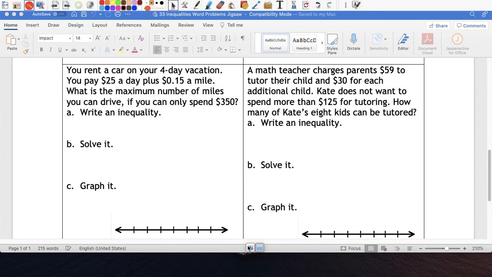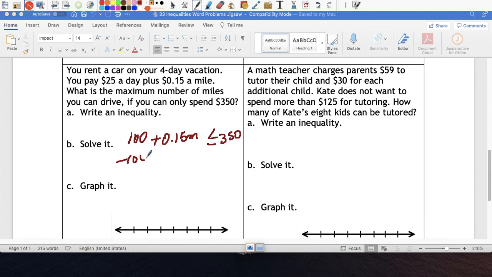Okay, let's see. You rent a car for a 4-day vacation. You pay $25 a day, so $25 times the 4 days. So you know you're going to pay a minimum of $100, right? Then plus 0.15 for every mile that you drive. If you can only spend 350, what's the greatest number of miles you can drive? So if you can only spend 350, you can spend 350 or less, right? Because you can't spend more than 350, because you don't have that.